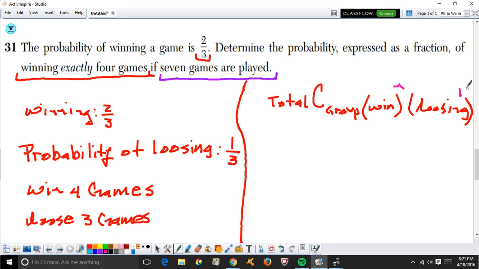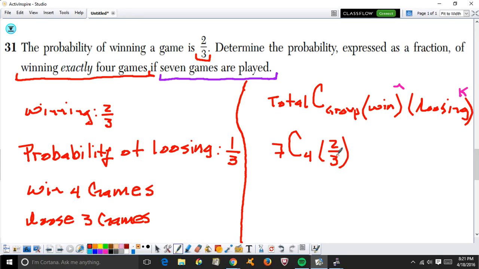And okay, so let's just plug it in. Now, how many games have we been playing? There's a total of 7 games. We have 7. Composition. What group are we interested in? We're interested in the group of winning. So there's exactly 4 ways of winning. So we got 7. Composition 4. Probability of winning, which we found to be 2/3.